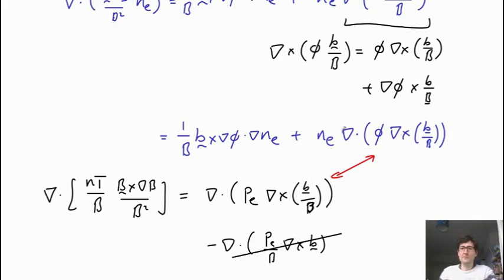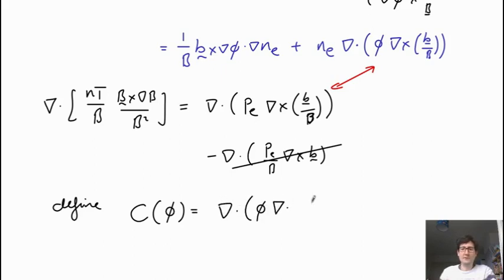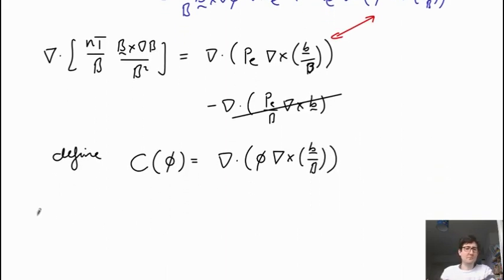And this thing is quite often written as a special operator, so we just define something that's called kappa or C. So C of phi, for example, we define as just the divergence of phi times this factor, so phi times this curl of B over B. And this allows us to write the density equation in quite a simple form.